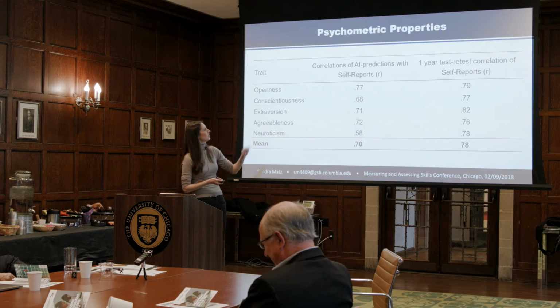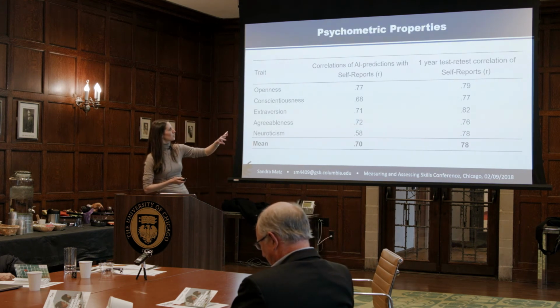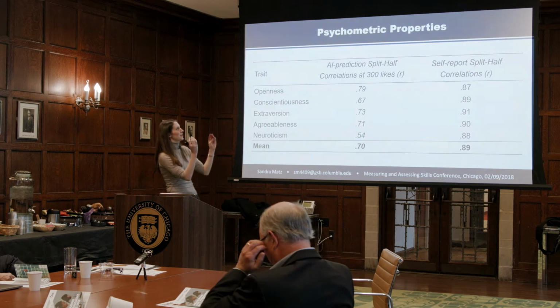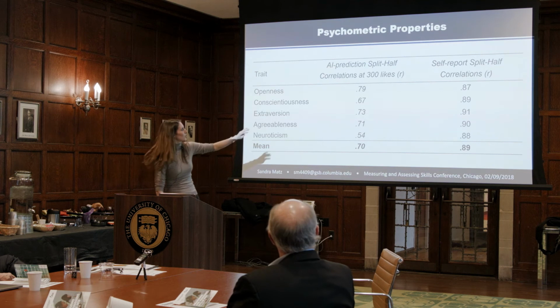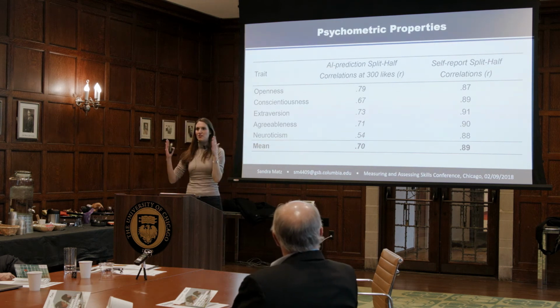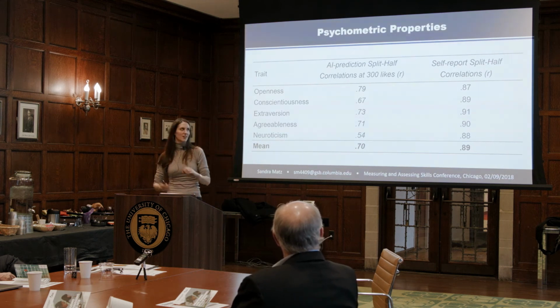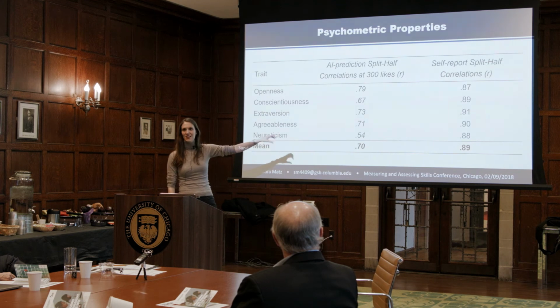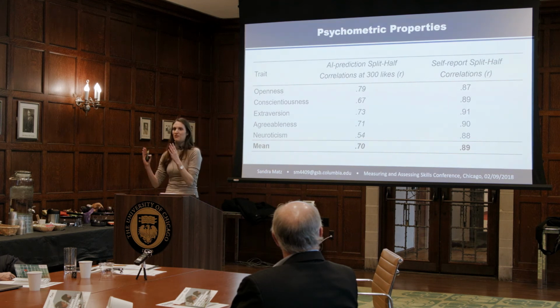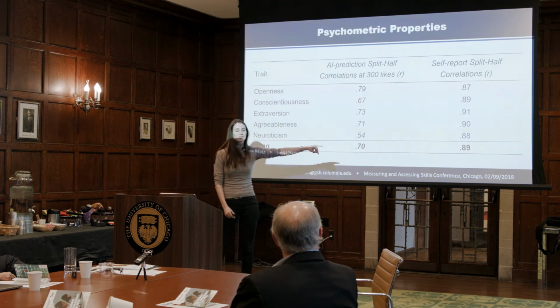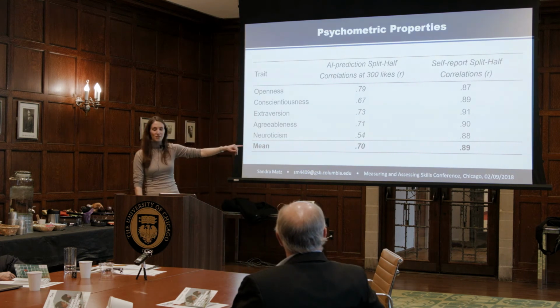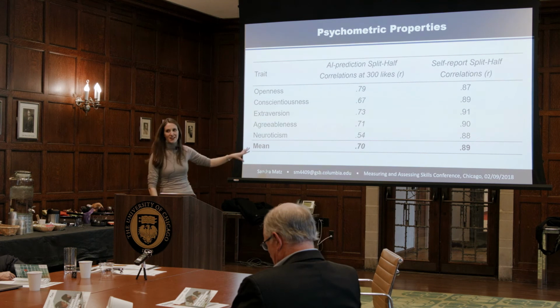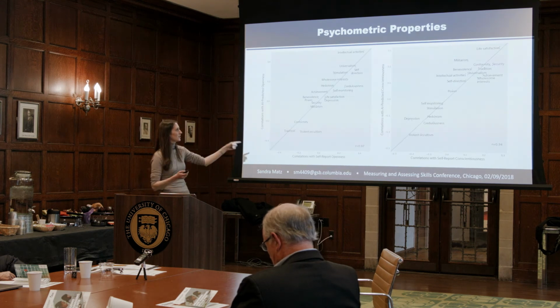Okay, so this is just correlations. Let's skip that. What I'm showing is thinking about it in terms of psychometric properties. Split-half reliability: how consistent are those predictions internally if you take half the likes and correlate it with the prediction of the other half. Again, it doesn't have a consistency as high as the self-report measures, but it's fairly reliable.